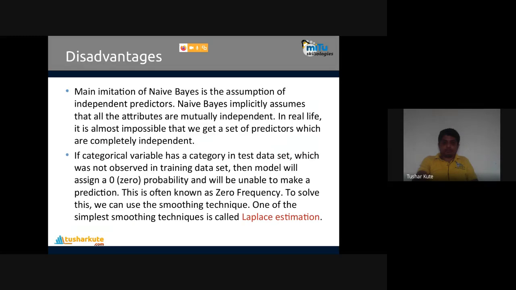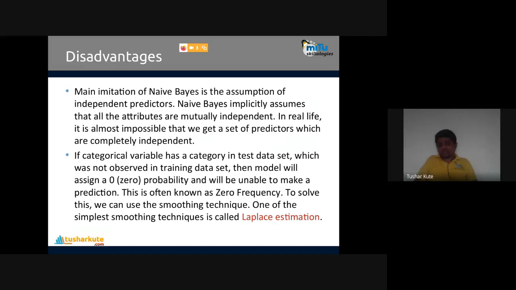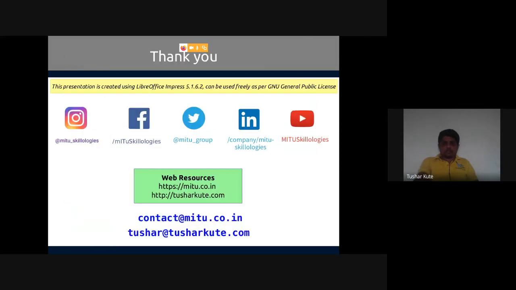And some disadvantages also. The main limitation of naive Bayes is the assumption of independent predictors. That's the assumption that we are having over here. It's not actually required. And if a categorical variable has a category in the test data which is not observed in the training data set, the model will assign it 0 probability. It's present in the testing data, but in training it is not there. So probability will always be 0. It may happen. That's the problem of all the probability based algorithms, not only naive Bayes. Every algorithm has the same thing present.